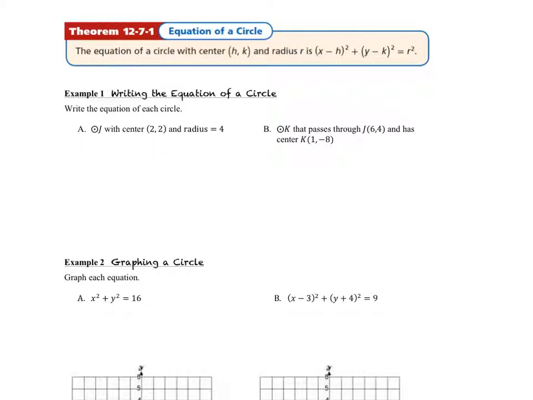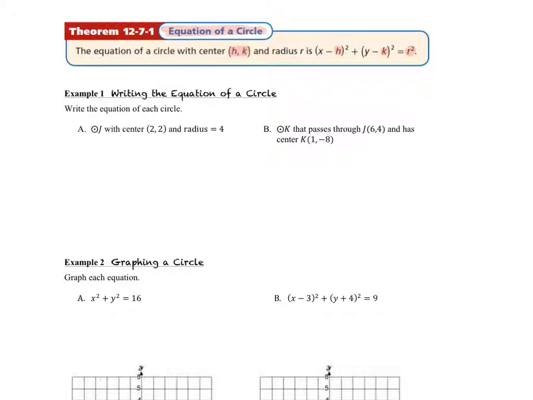So here's the equation of a circle. The center we call h comma k, just like an ordered pair x comma y, but the center happens to be called h comma k, and the radius is r. You can see where the center would be plugged in, and the r is the radius. So that's what we would focus on when we write our equation.